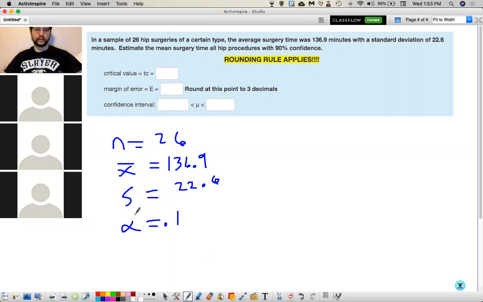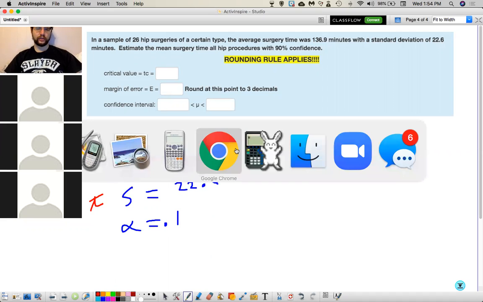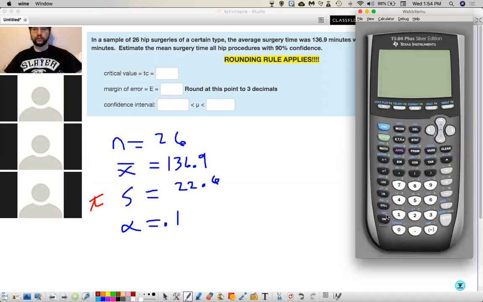So right here, this tells us this is S, this is not a sigma. So that makes this a T problem. It's going to be a T interval. So here's the important information. TI users, you're pretty much done. Go to your stat, test, and number 8 is your T interval. Type the mess in and you're done.